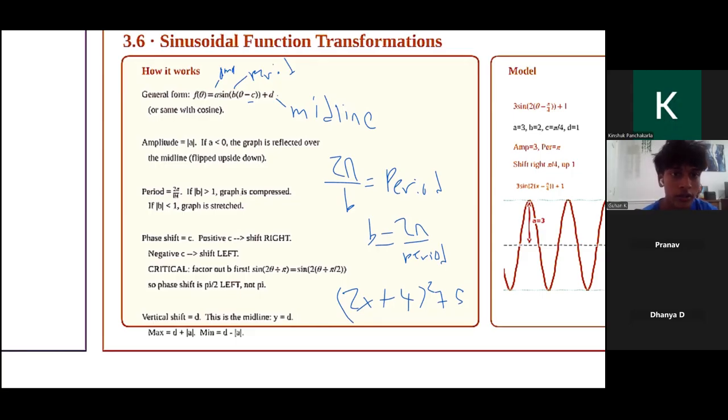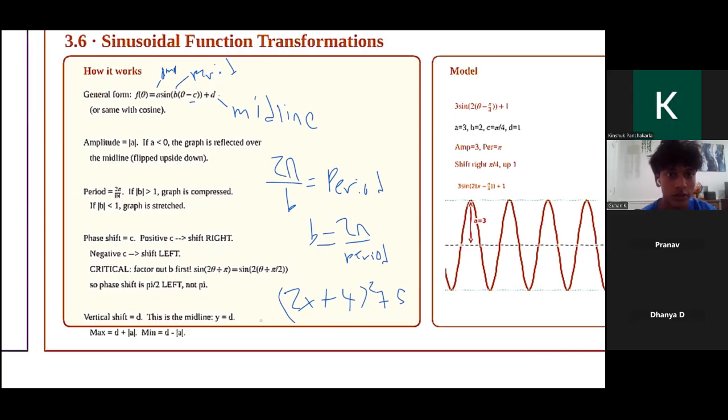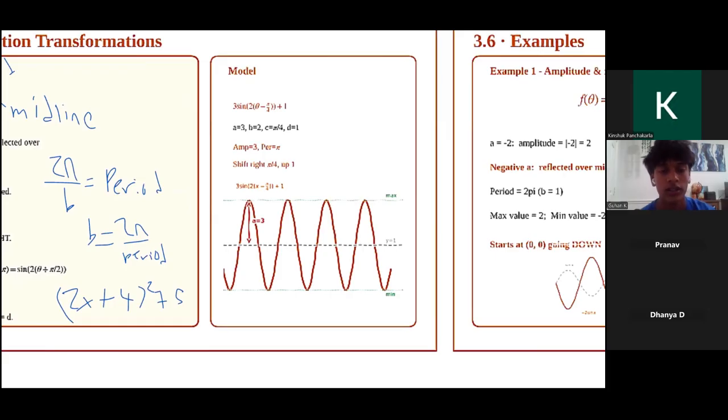Okay, here: 3 sine of 2 theta minus pi over 4 plus 1. Let's find all of our things. We know that the a value is our amplitude because it shows how much we go up and down. So amplitude equals 3. Our b equals 2, and our period equals 2 pi over b, so 2 pi over 2. So our period equals pi. We're shifting right pi over 4 units, and so our c value is going to be pi over 4.